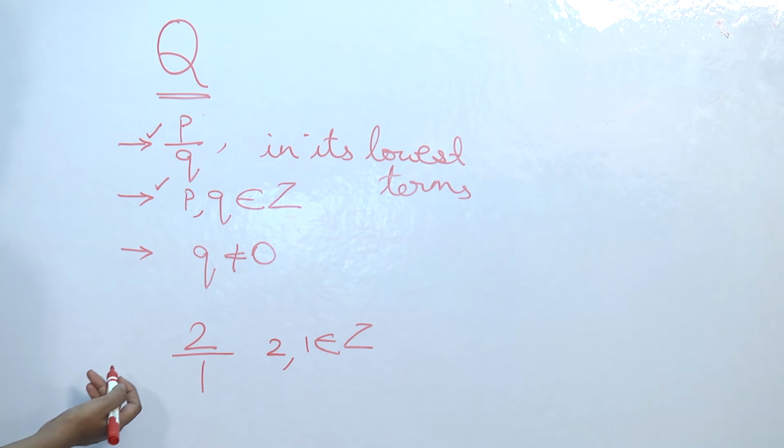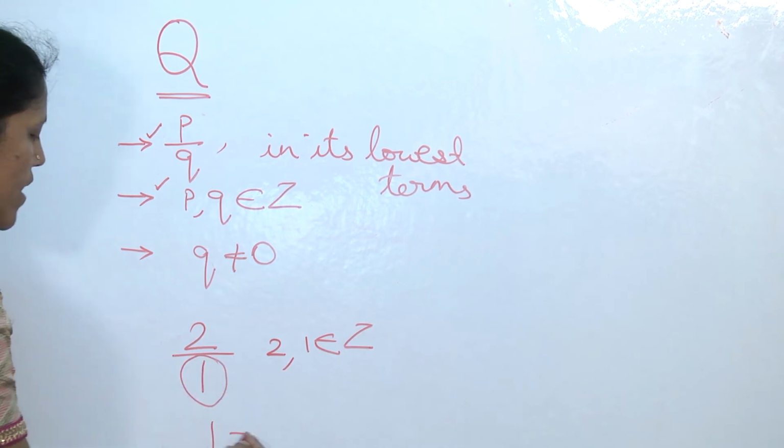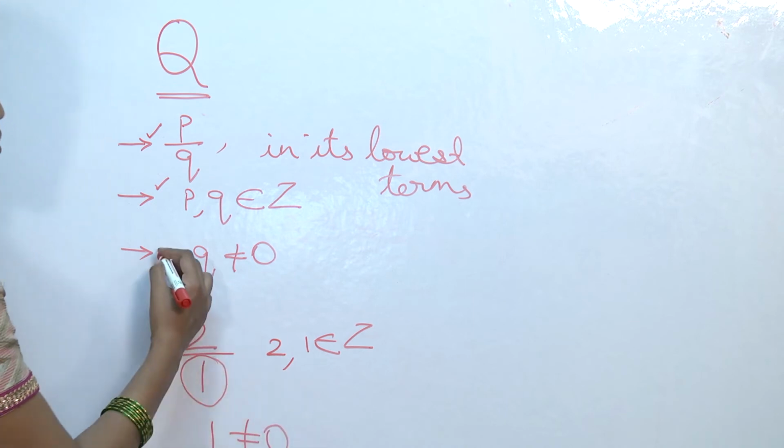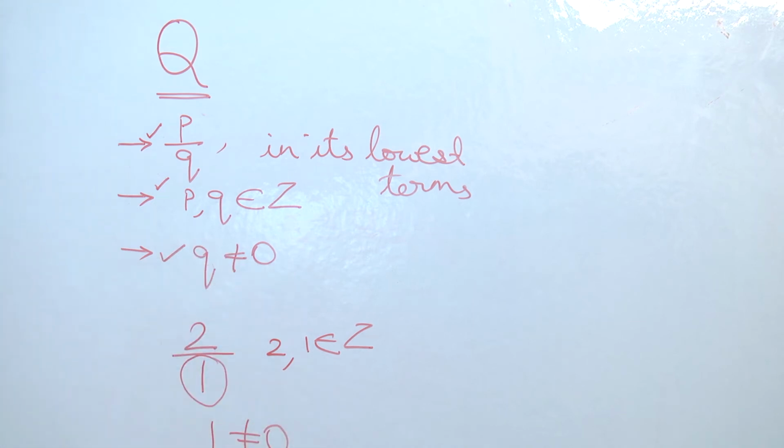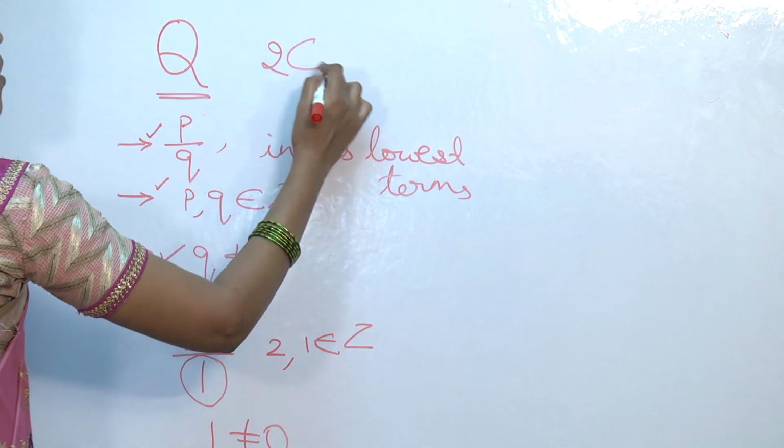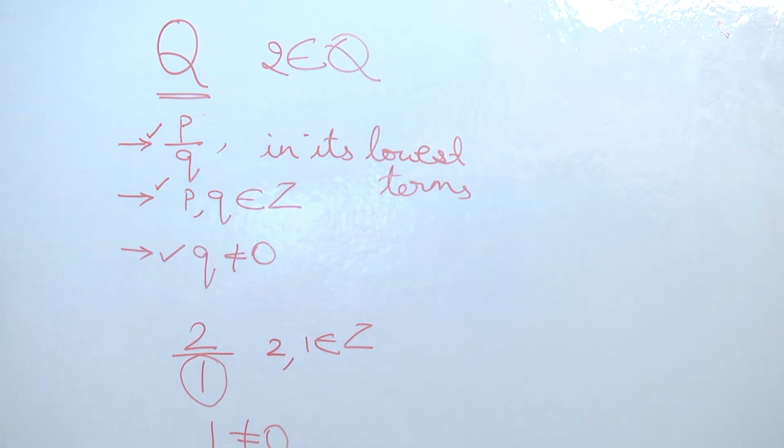What about the last and very important condition? The denominator should never be equal to 0. Here the denominator is 1. Is it equal to 0? Never. 1 is never equal to 0. Therefore, the third condition is also satisfied. Hence, we know that 2 belongs to the set of rational numbers. In that case, don't you think that all the natural numbers, for that matter all the whole numbers and integers, belong to Q? Let us check it in detail.